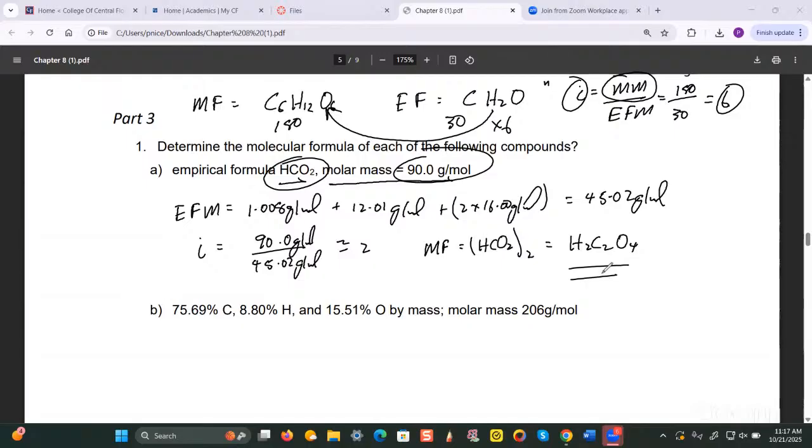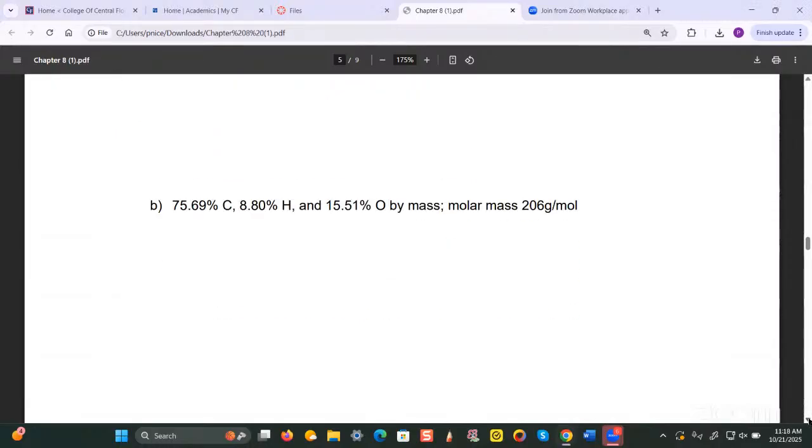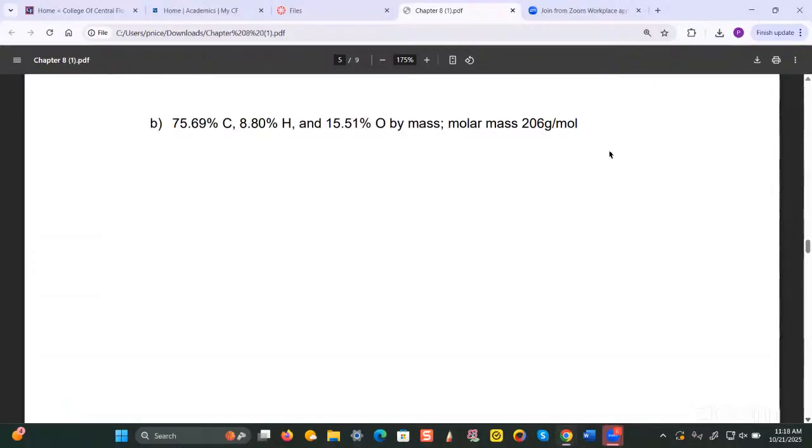Any questions? All right. So I take it it's okay for me to clear this, and then we scroll down to B part. Now the B part is a bit more complex because in the case of the B part, they gave you some data. And the data is basically the percentages of the different elements present in this compound, right?